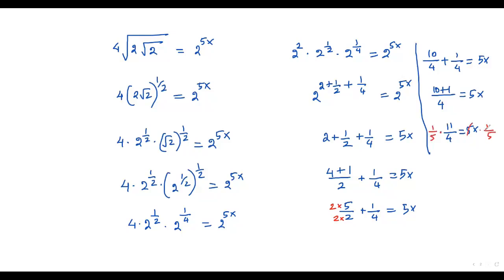So this 5 will cancel out. Then the resulting stuff will be 1 times 11 is 11, 5 times 4 is 20, equals x. I have solved for x. The value of x is 11/20.